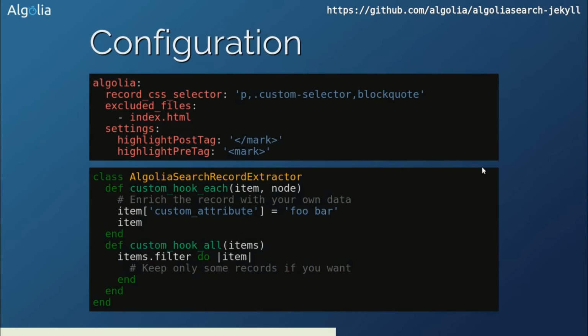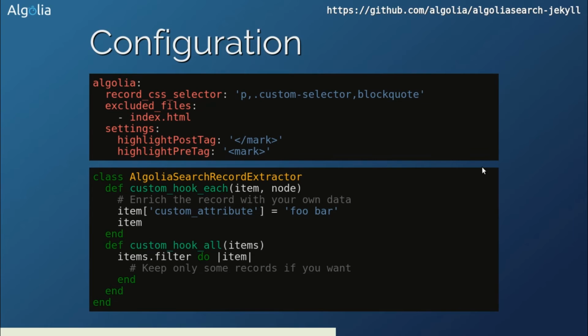If you don't want to index paragraphs and you want to have a more specific CSS selector of what you want to index, you just have to override the record CSS selector. If you know there are some files you do not want to index, just put them into the excluded files option. And there are also a lot more options that you can pass to the Algolia API to more fine-tune the different parts of the relevance.